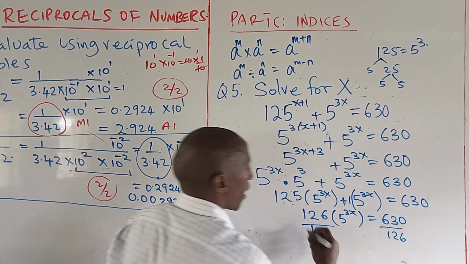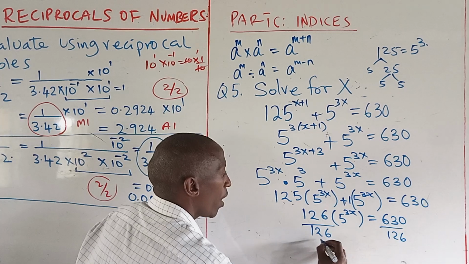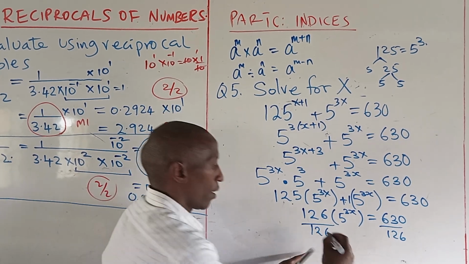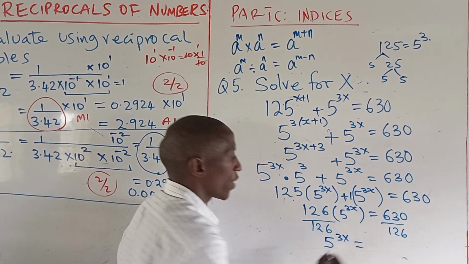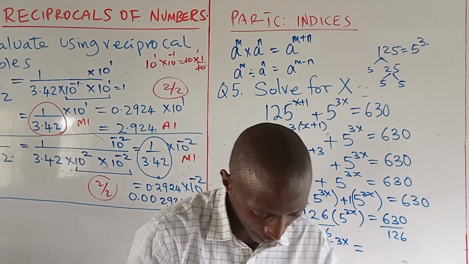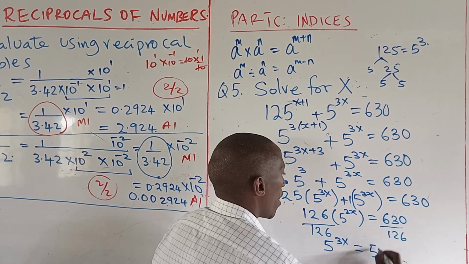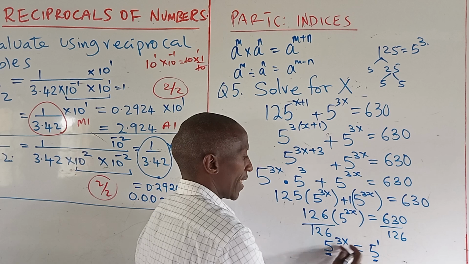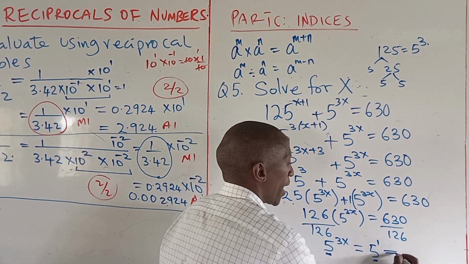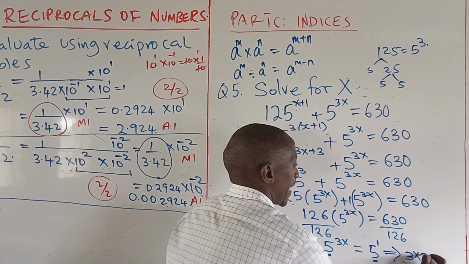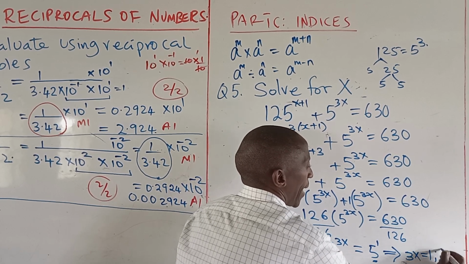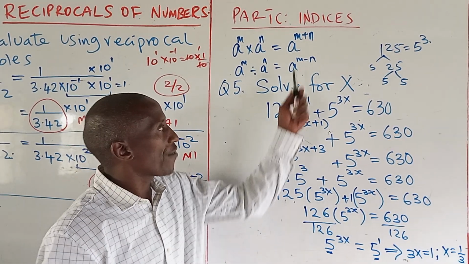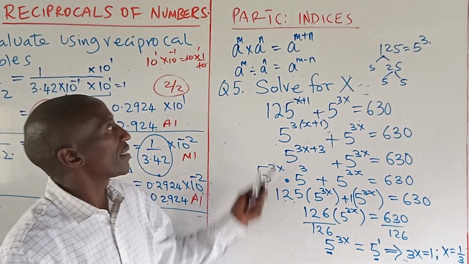By 126, when we get that, 5 raised to the power 3x is therefore equal to 630 divided by 126, which is 5 raised to the power 1. When the bases are the same, then equivalently the indices or the powers are equal. This implies that 3x is equal to 1, and therefore x is equal to that. So we have applied the rule of indices, and it is quite important.